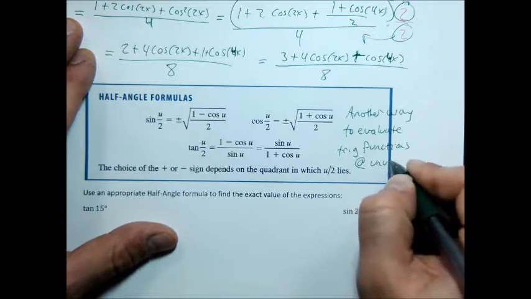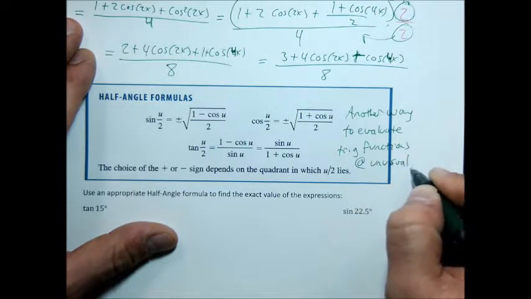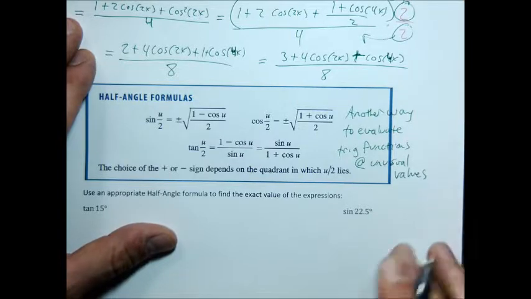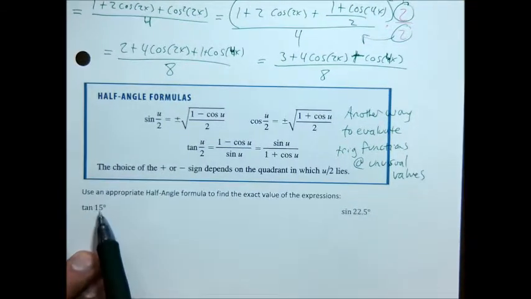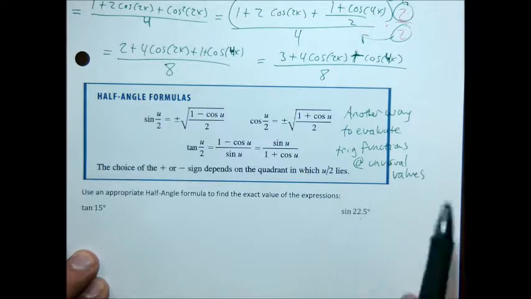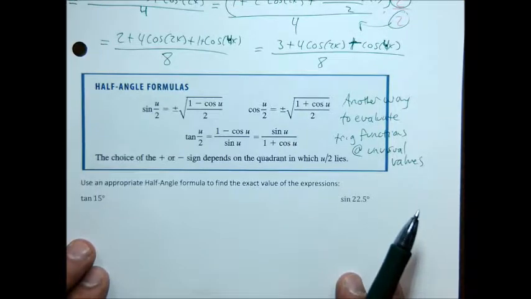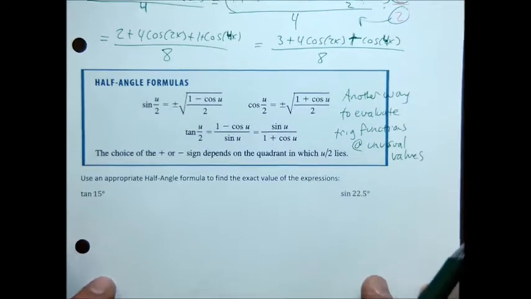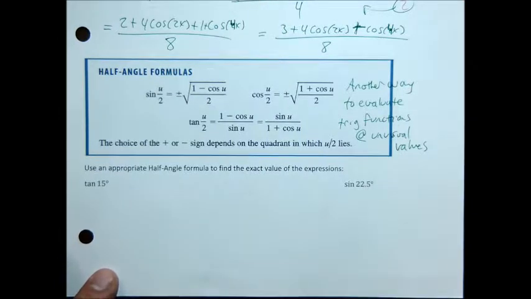I'll call them unusual values, like the ones at the bottom here. 15 degrees. Where's 15 degrees on the unit circle? It's not one of the places we know. 22.5 degrees. Where is that? Not sure. But we can relate it to things that we do know and use these formulas.